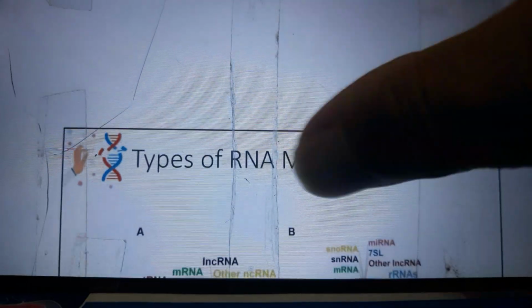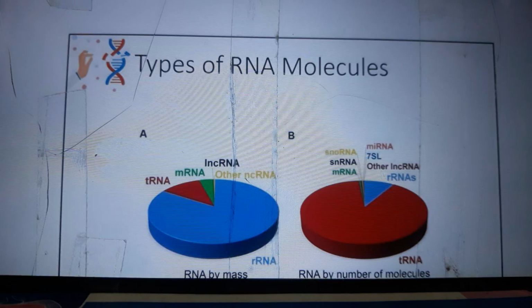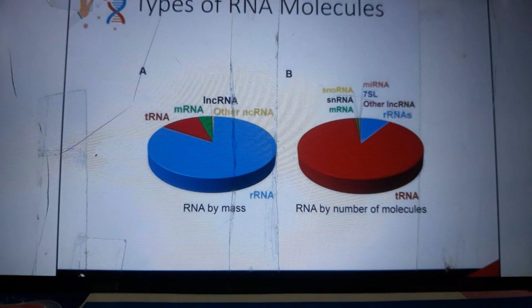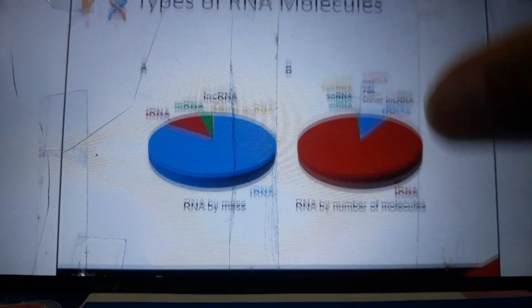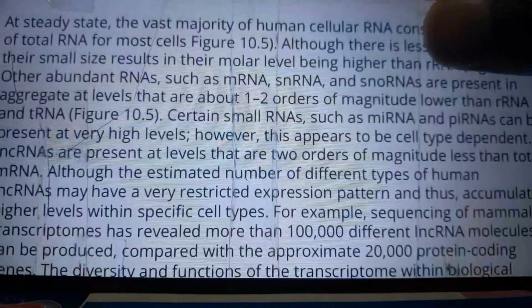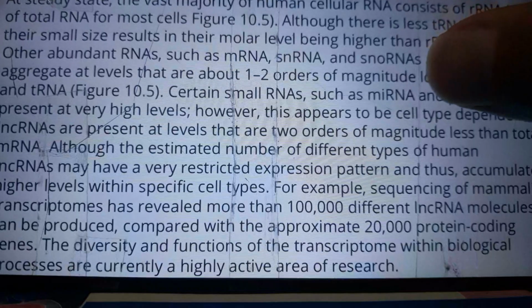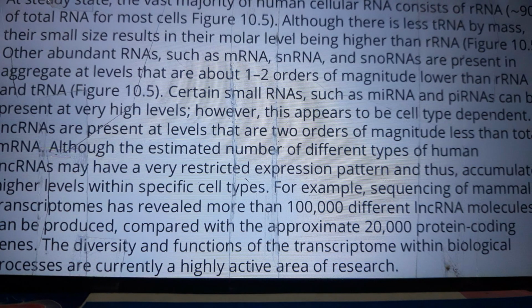And the next diagram would be that of types of RNA molecules, where you see rRNA and tRNA in the RNA by mass and RNA by number of molecules. It's a difference for rRNA and tRNA. Please take screenshots, and you need to make notes there again. At steady state, the vast majority of human cellular RNAs consist of rRNA.